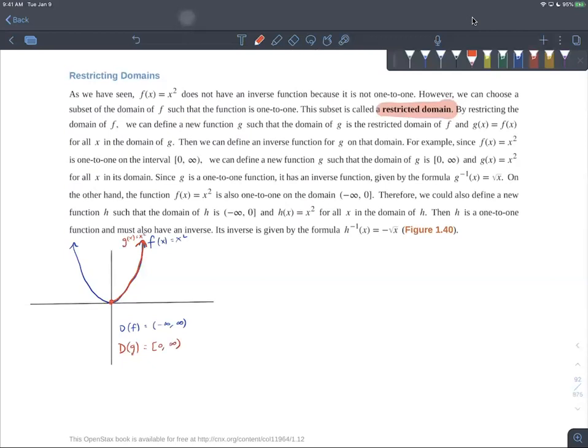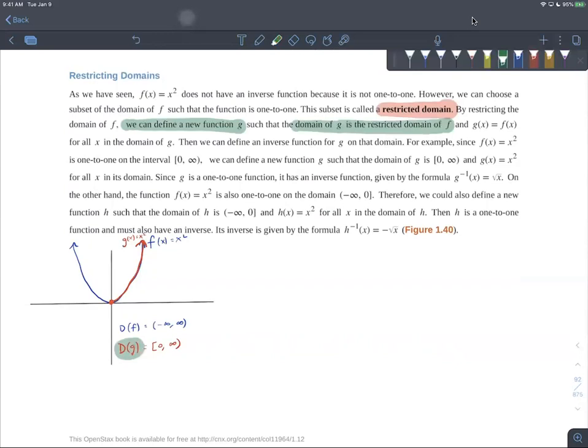Notice that this is now a function, and this is now 1-to-1, because if you draw a horizontal line, do we ever cross the red function more than once with any horizontal line? The answer is no, because we've basically removed half of the function f and defined that to be a new function. So notice one more time, we defined a new function g such that the domain of g is the restricted domain of f.